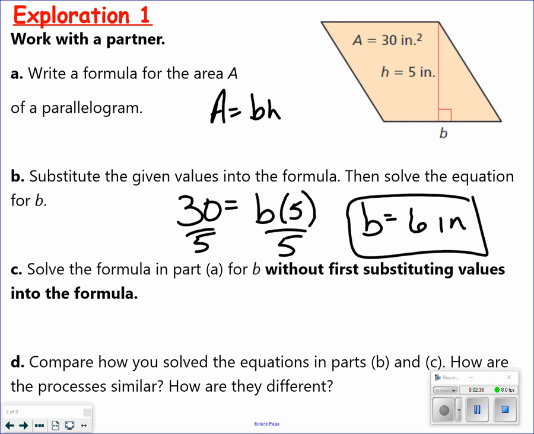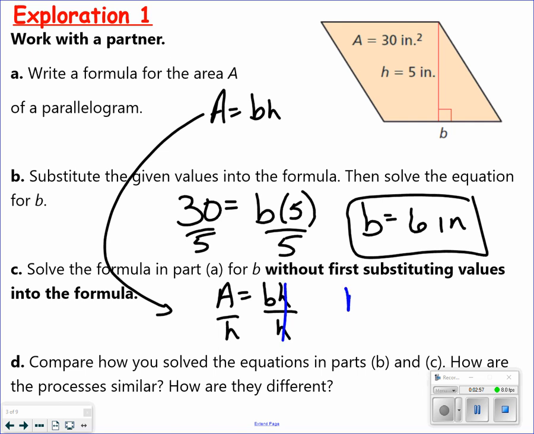Now, solve the formula in part A for b without substituting in the information. So what if I just said, I want to solve this for b? Well, wouldn't you go, I'm going to divide both sides by h, and that kind of throws people. b times h, I'm going to divide by h because that is the inverse operation. So the area divided by the height would equal the base. And so what this allows you to do is you can substitute any area with any height and find the base. Compare how you solve the equations in part B and C. It's done the same way.